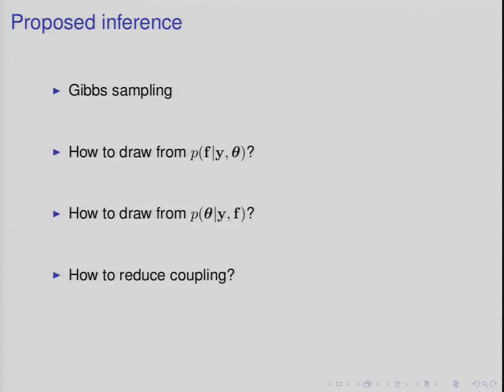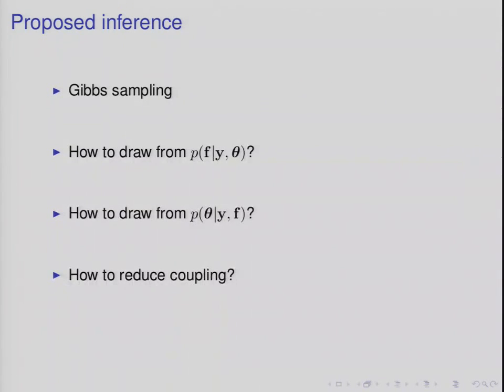So we propose to use Gibbs sampling instead. So draw samples from the conditional posterior distributions in terms of the function values and the hyperparameters. And now the question is how to draw samples from these conditional distributions efficiently. And in Gibbs sampling you might have strong coupling between the parameters or variables, and in order for the Gibbs sampler to work well, you need to reduce that coupling somehow. So these are the questions that now need to be solved.